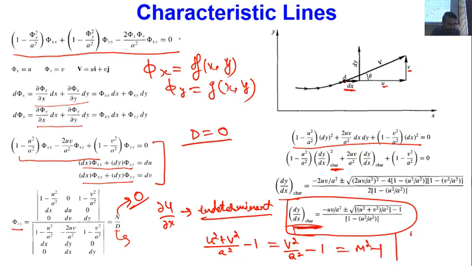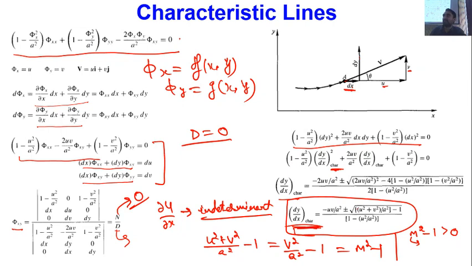So it means that if m square minus 1 is greater than 0, then this value will be positive, and I will be having a plus minus sign over here. The plus minus sign will give me two values of dy by dx, which means I will be having two real directions. Once I have two real directions, then my equation becomes hyperbolic. You can connect back to CFD. So if m square minus 1 is greater than 0, then I will be having two real characteristics, and the nature of the equation will be hyperbolic.